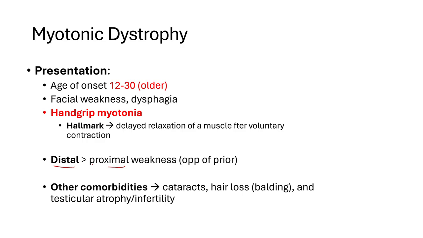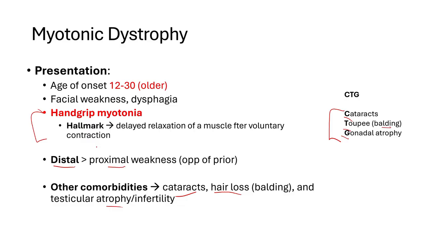The way that I like to remember these comorbidities is with the mnemonic CTG. Remember, that's our trinucleotide expansion here. C stands for cataracts, T stands for toupee or balding or hair loss, and G stands for gonadal hypertrophy. So testicular atrophy, which can in turn lead to infertility. So these three are the very, very common other symptoms that we may see, plus the hand grip myotonia and the distal muscle weakness.